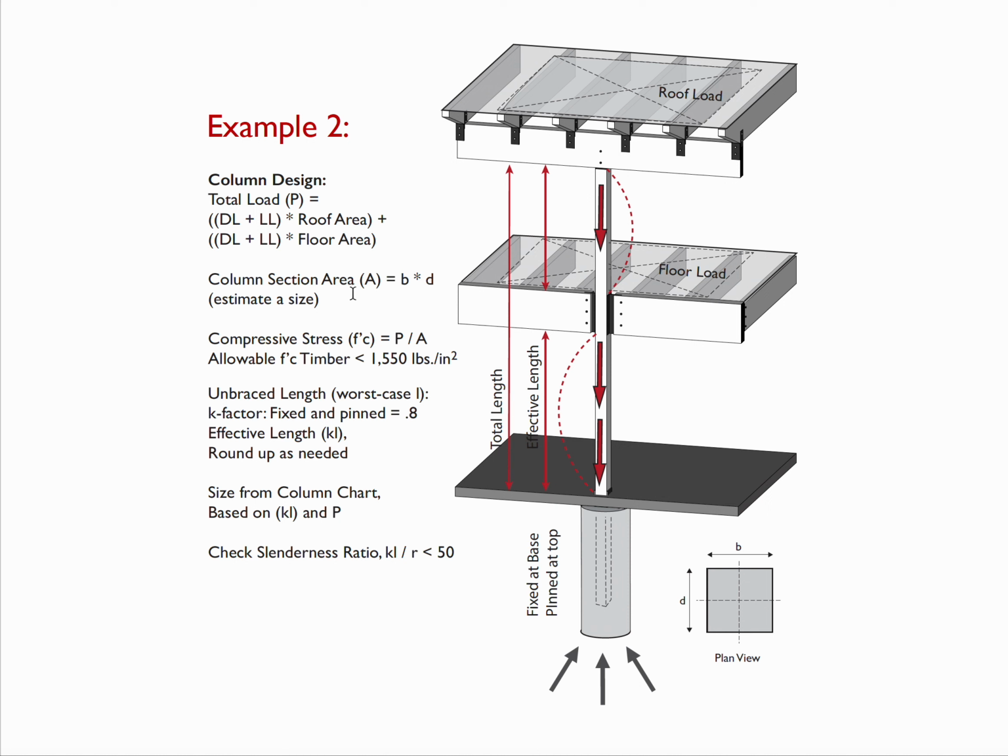With that then, we'd be able to choose a column area, check the stress, our unbraced length factor, because it's fixed on one end and pinned on the other, we'd be able to find our KL. We would round up as needed from the KL. We would go to the column chart as we looked at, and then based on the KL, its connection and its length, and the P, the load that we've established through the floor loads, roof loads, etc., and then we'd check that slenderness ratio.